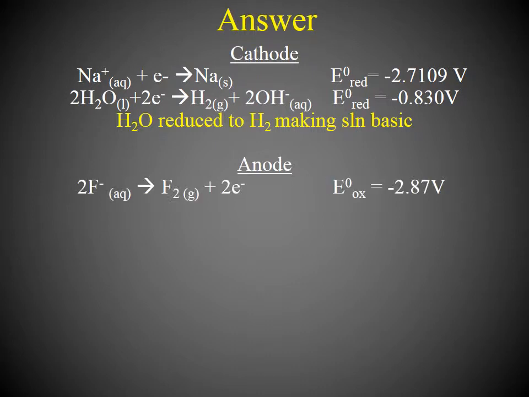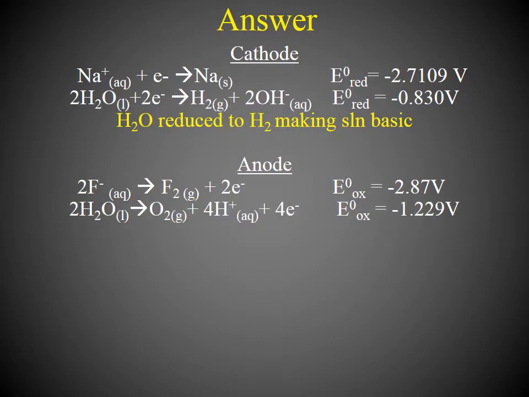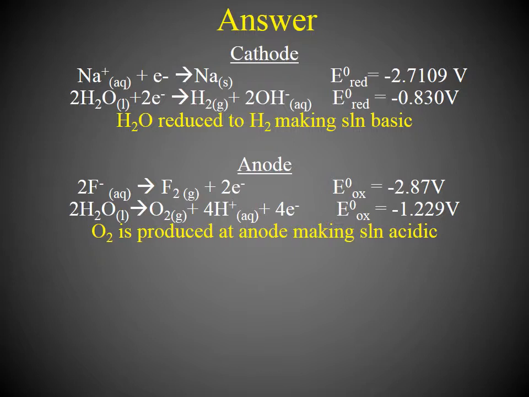At the anode, the fluoride ion could be oxidized to fluorine, or water could be oxidized. Obviously, oxygen is produced, meaning water is going to be oxidized, and that will make the solution more acidic. Here again is the other clue.